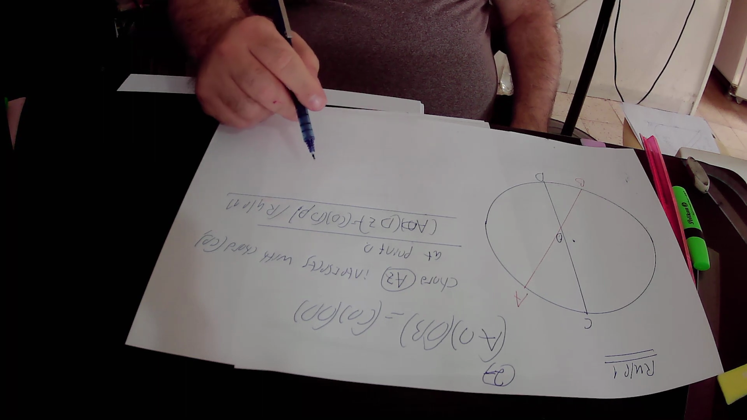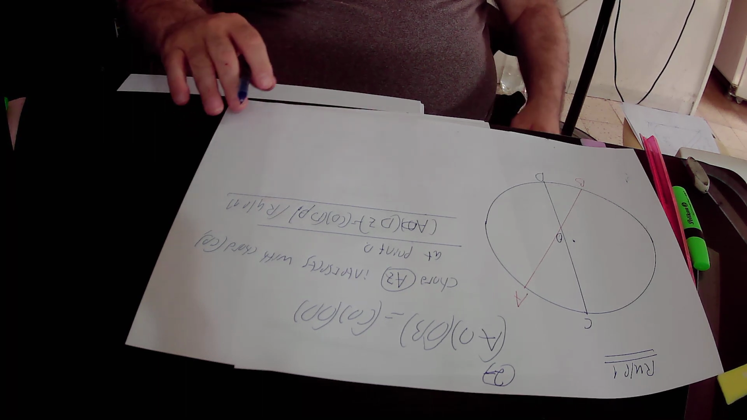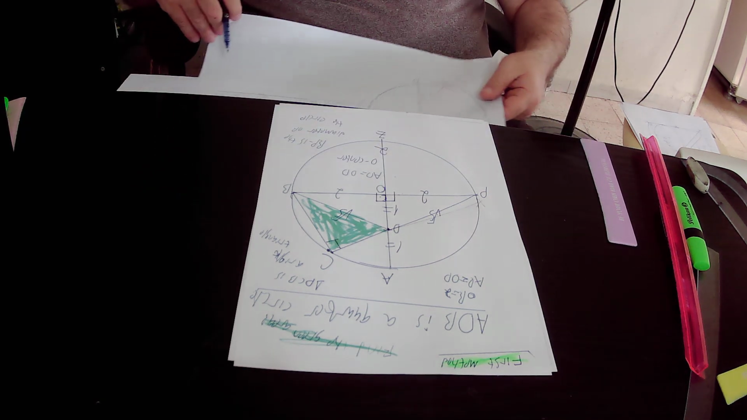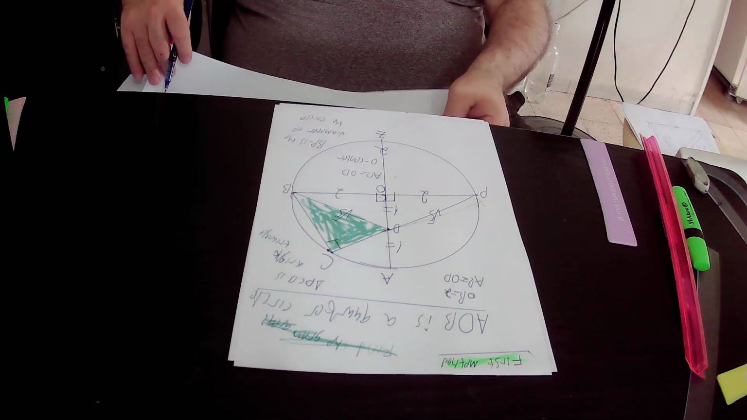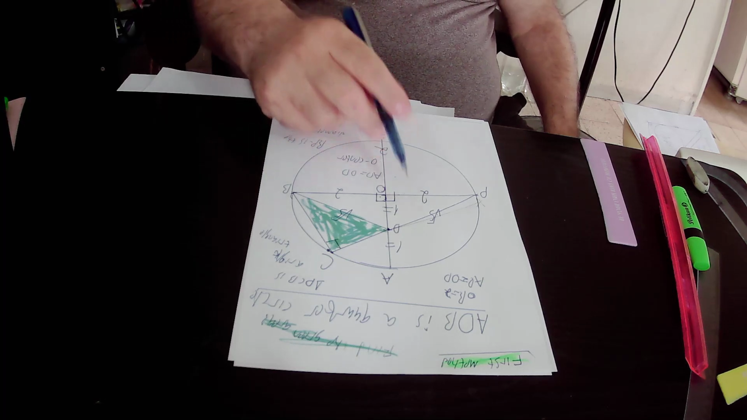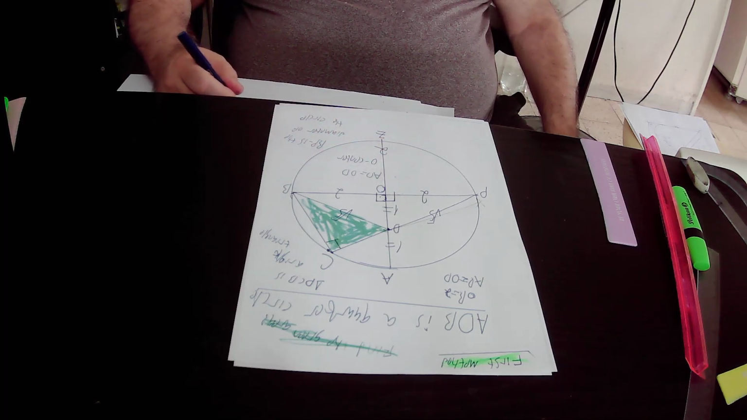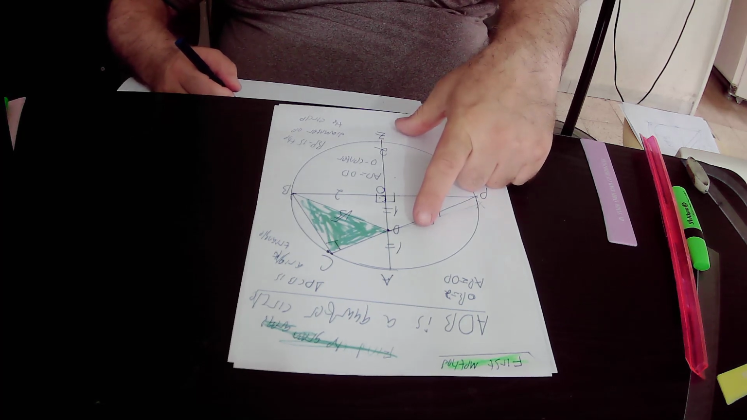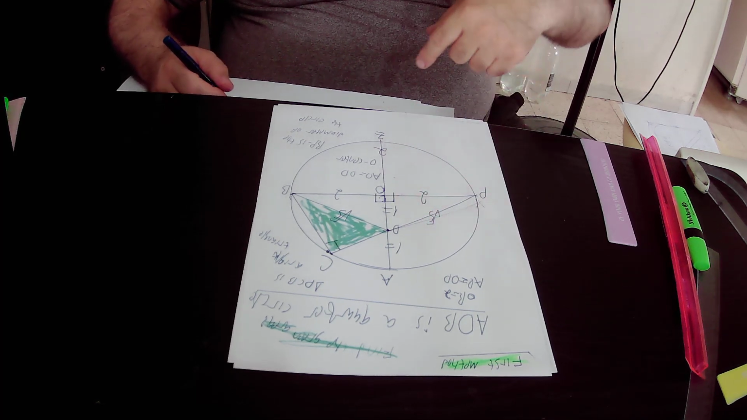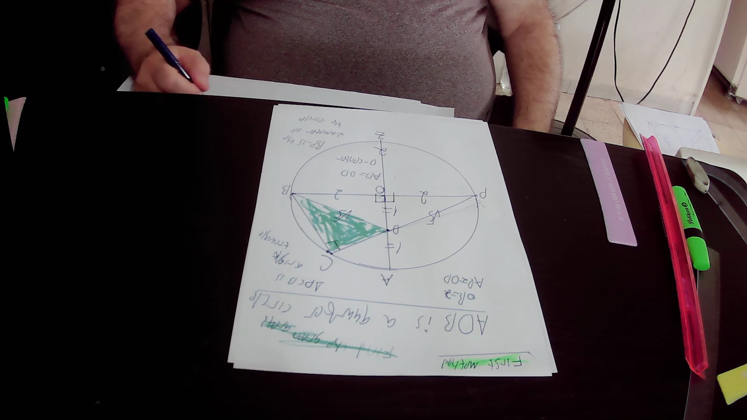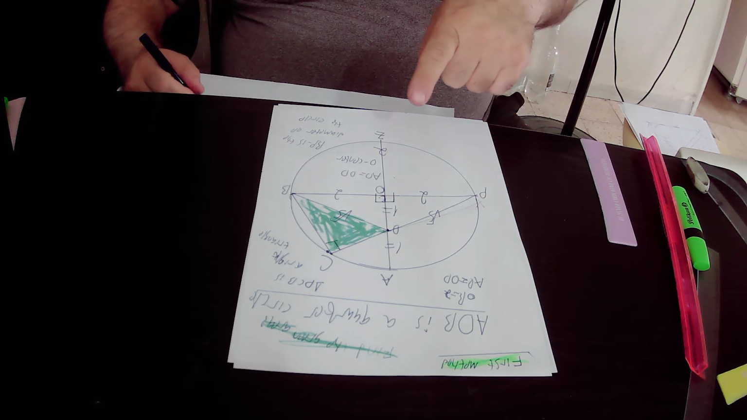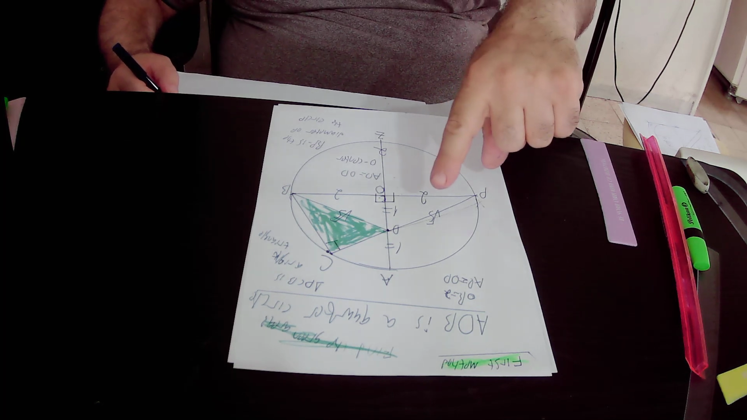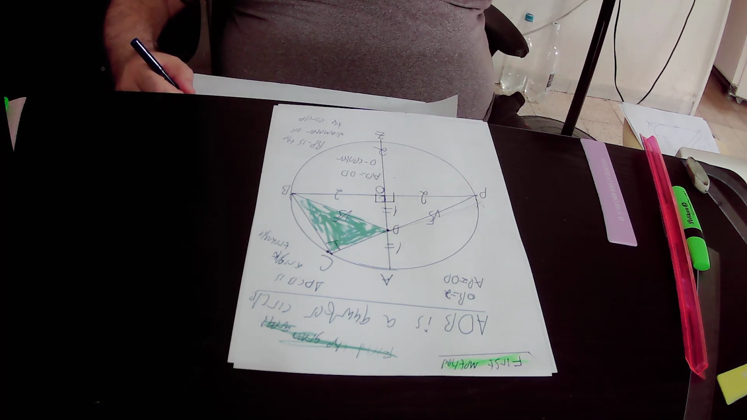AD times DZ equals CD times DP according to rule number 1. So AD equals 1, DZ equals 1 plus 2, that is 3. And it is equal to CD times DP. DP equals the square root of 5 units.